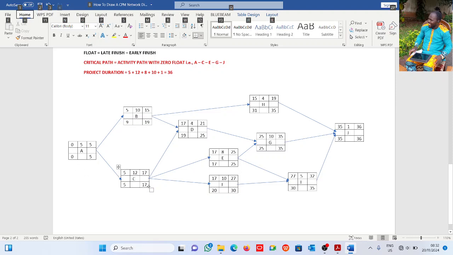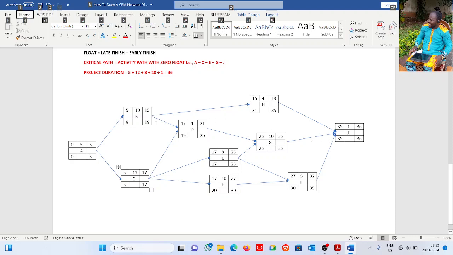Now let me give you another. 17 minus 17 is 0, 5 minus 5 is 0. If you come here, 17 minus 17 is 0, 25 minus 25 is 0. Here also, 25 minus 25 is 0, 35 minus 35 is 0, 35 minus 35 is 0, 36 minus 36 is 0. So basically A, C, E, G, J is the critical path, because that's the only place where you have zero float.